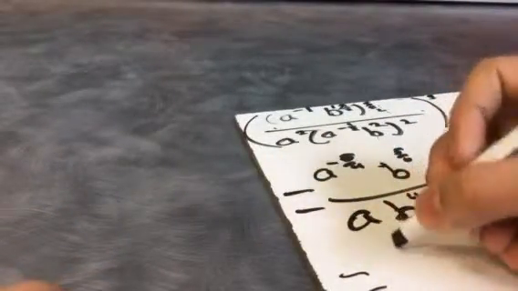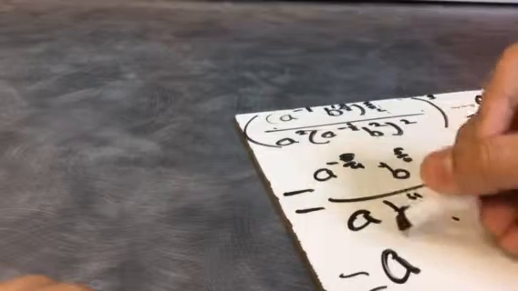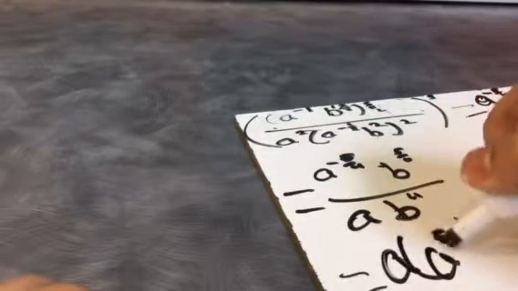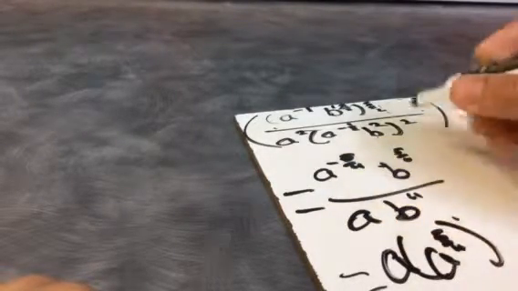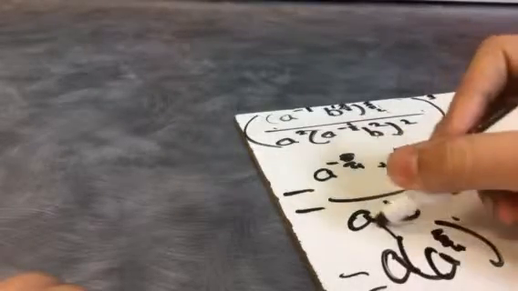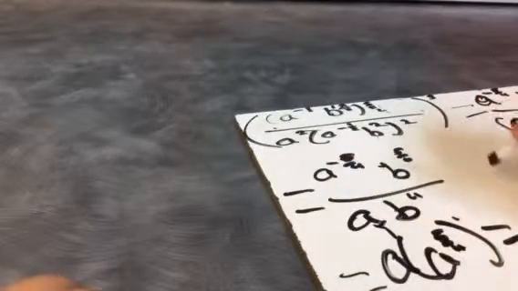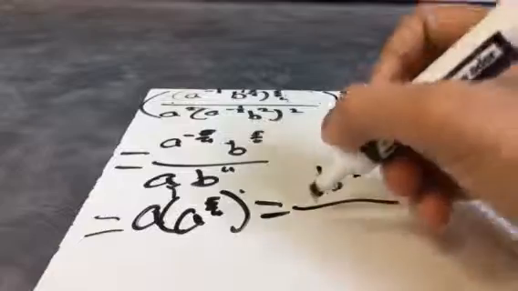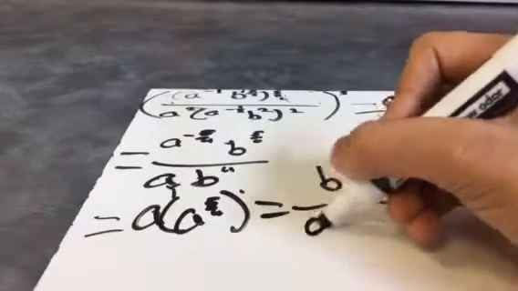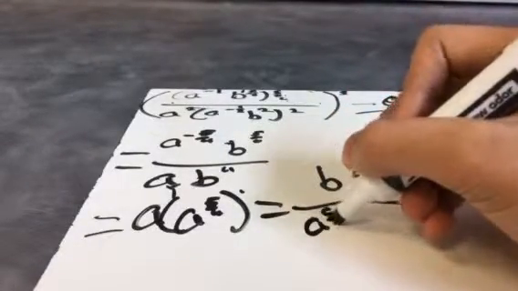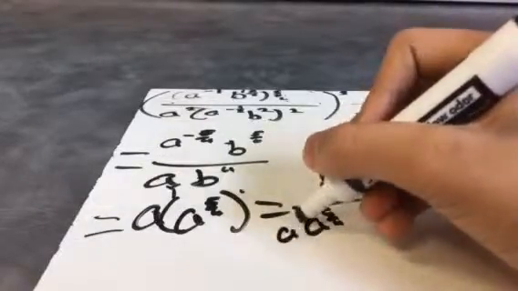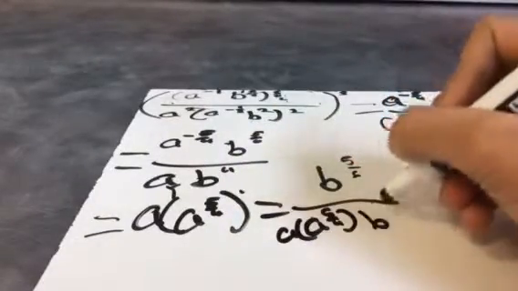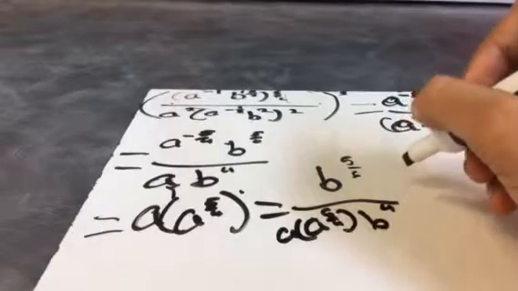You put that down, so you have a times a to the 5 over 4 for this part right here. So you actually have b to the 5 over 6 all over a to the 5 over 4 times a, and b to the 4th.